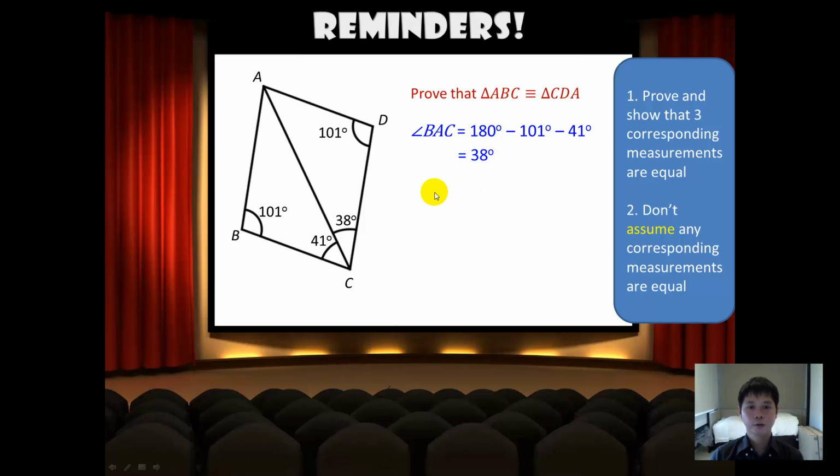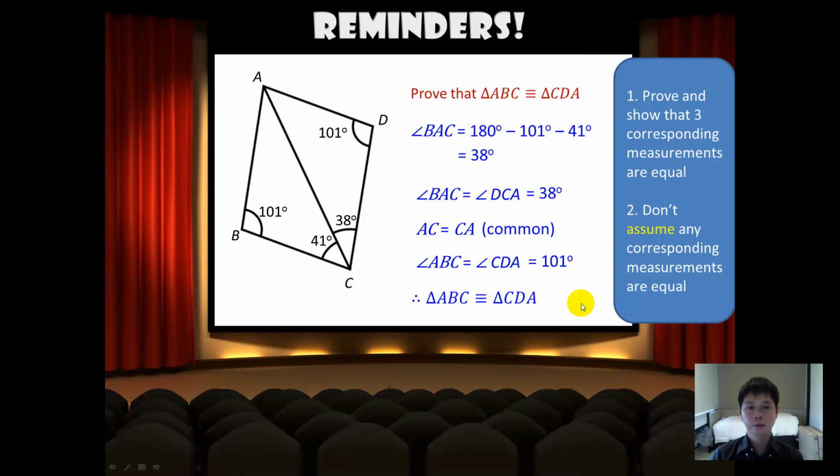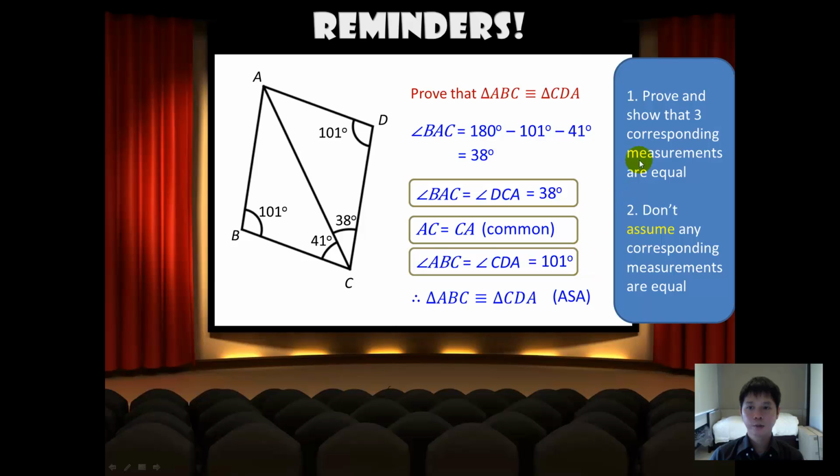Now let us try to write down three measurements that are the same here. First, this angle and this angle here are the same because they are 38 degrees. Next, these two corresponding lengths are equal because they are common. And finally, these two angles here are the same as well, and they are equal to 101 degrees. Now, which congruency test should we use here? Since we have two corresponding angles and one corresponding side here that are equal, we can use the congruency test ASA. For AAS, we shall also write it as ASA as well. And make sure that you have three corresponding measurements and a concluding statement.